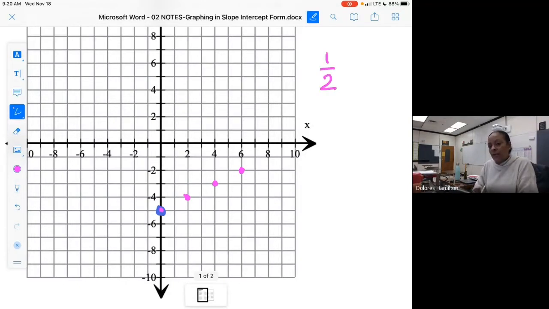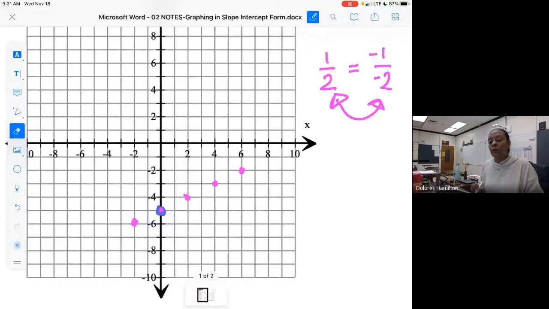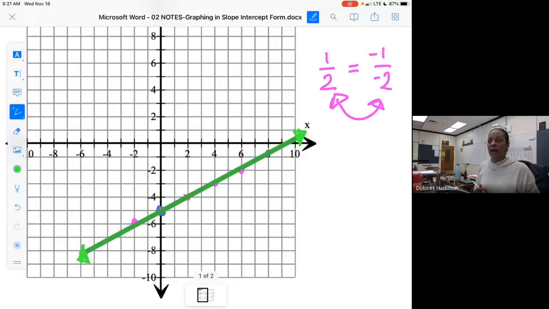I want to relay to you something that is sometimes useful, but in this case, we didn't really need it. I know that 1/2 is also -1 over -2. So sometimes if you need more space on your graph, since these two are the same, we could also go down 1 and to the left 2. And that point would also be on my line. And then the last thing we need to do, folks, is connect the dots. And we've got our line.